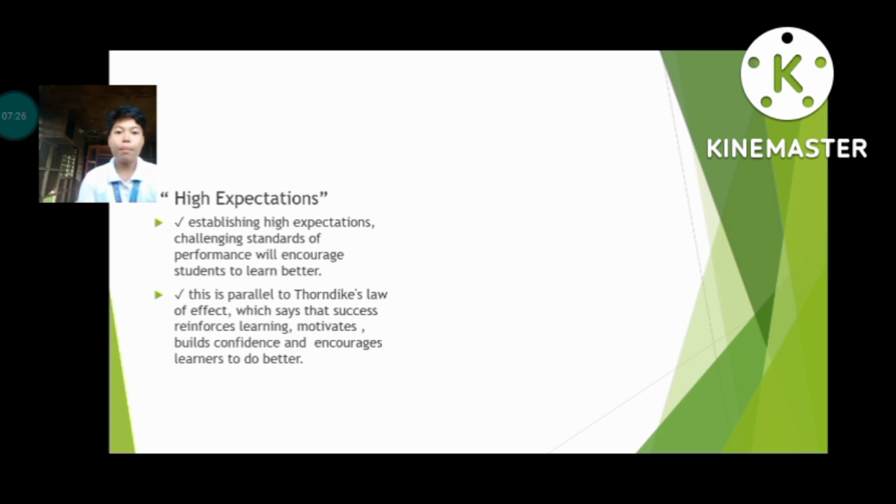Let's say rubrics, for example. We set the standards through rubrics so that the students will be aware of the standards and will actually exert effort just to achieve the learning standards of that activity.